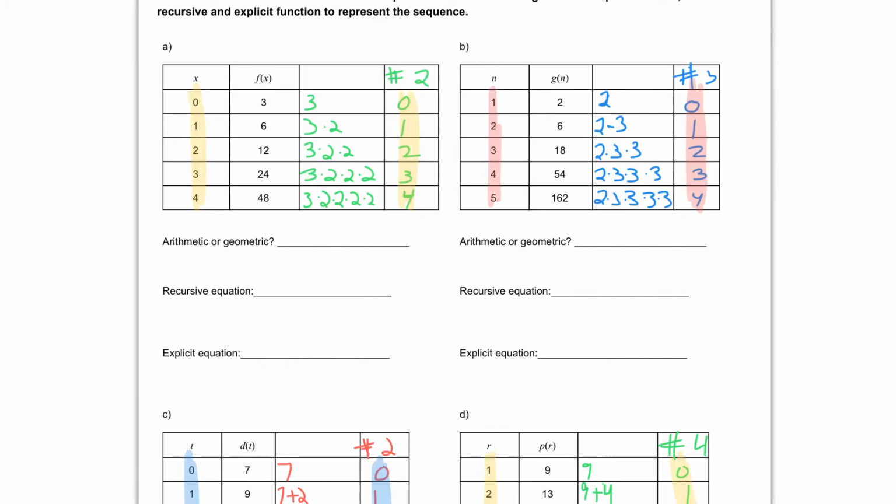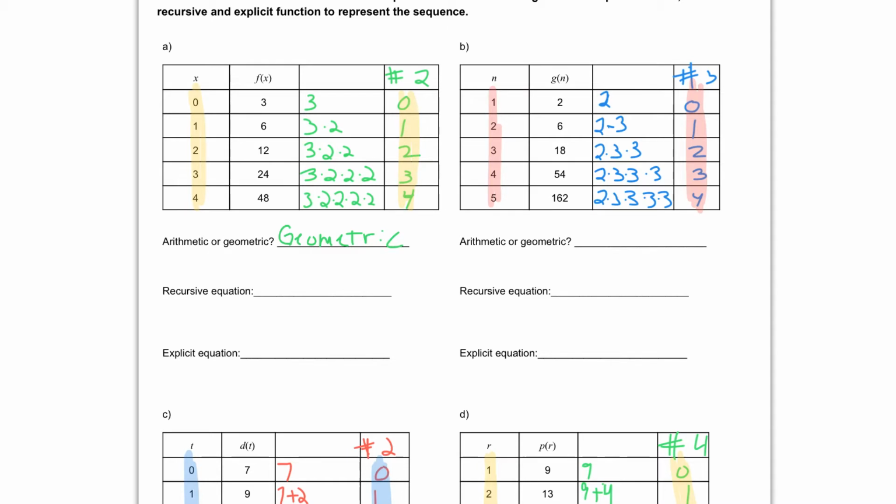Now that you've had the opportunity to try this on your own, I want you to take a look at my work, and I'm going to go through the answers with you. Starting with letter A. In letter A, I've written it out, noticing that I've multiplied by 2 each time, and I always want to compare the x term with the number of 2's. Since I'm multiplying by 2 each time, repetitive multiplication indicates that I have a geometric sequence. So I'm going to start by filling that out. This is geometric.